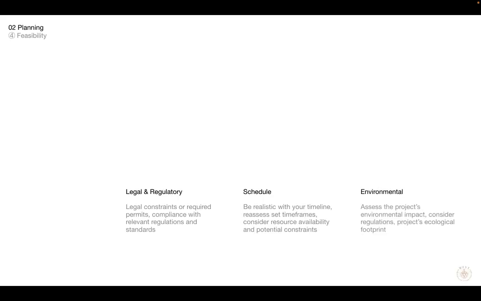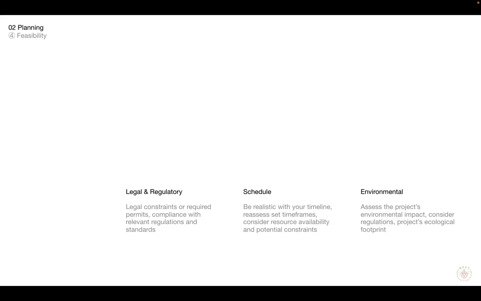And then going back and looking at whether there are any environmental risks that need to be evaluated. This isn't necessarily relevant for all kinds of projects, but I feel like it's super important to assess if there is an environmental impact through your project, and to consider if there are any regulations that you need to keep in mind, or if you have any sort of ecological footprint that you might be impacting through this project.